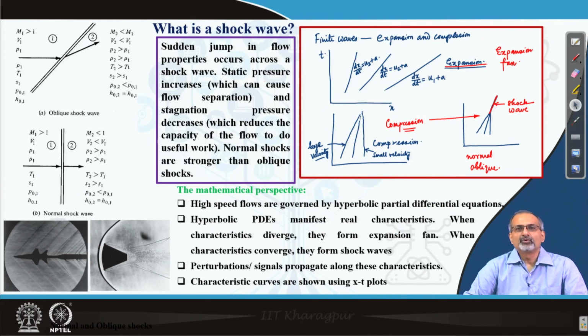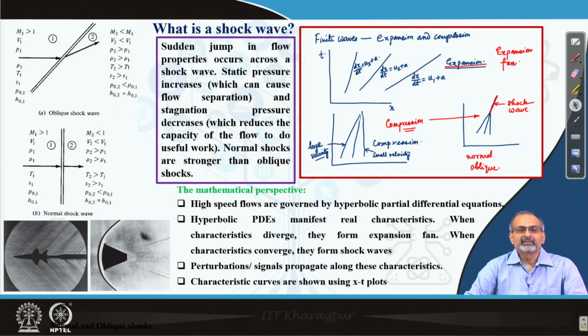Next we move on to a very important question: what is a shock wave? This is the bread and butter of compressible flow, and we will discuss it at length in this course. We have two sketches on the top left where we see a normal shock and an oblique shock, and we see many of the properties jumping abruptly across the shocks.